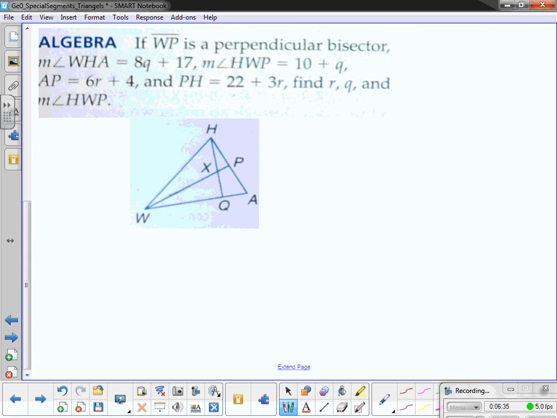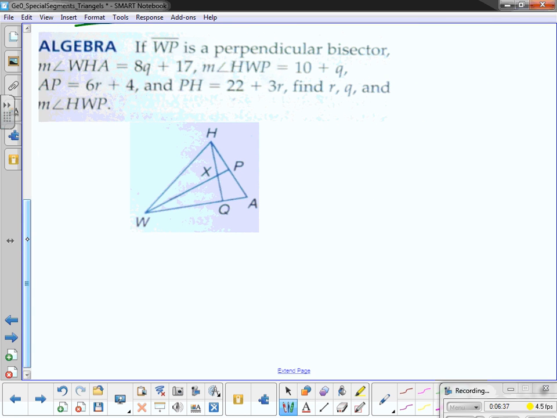Okay, let's try a different way to look at this. This time it tells us that WP is a perpendicular bisector. Well, again, that means the HP and the PA have to be congruent, and that has to be a 90-degree angle right there at P because it's a perpendicular bisector.